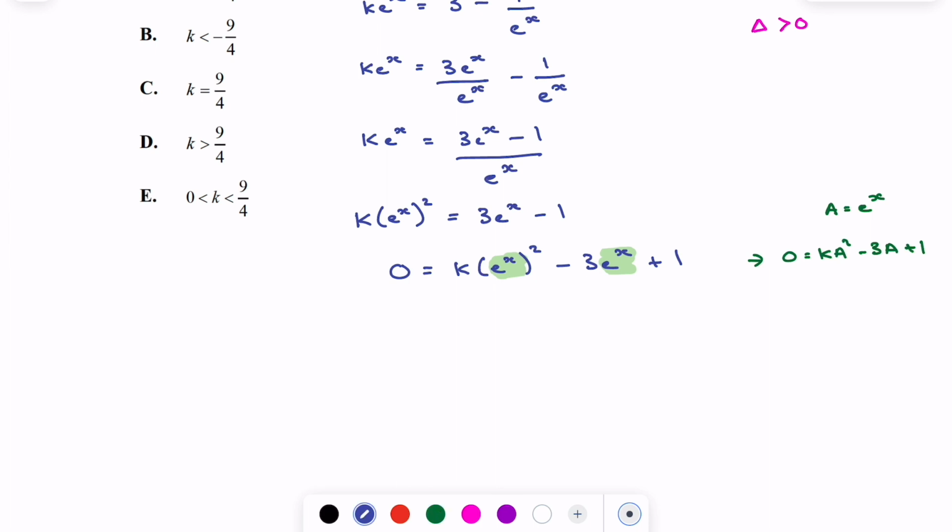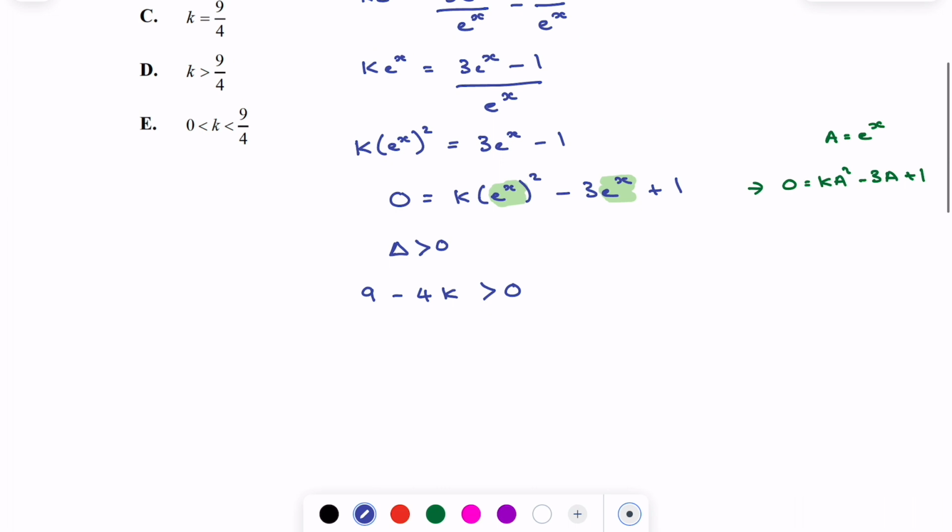So I'm now going to focus on my discriminant, and I'm going to say that my discriminant has to be greater or equal to 0. So my discriminant is given as 9, that's minus 3 squared, minus 4 times k times positive 1, which just equals that. And I'm saying that that has to be greater than 0. So I'm going to bring the 9 across here. Sorry. So that becomes a negative 9.